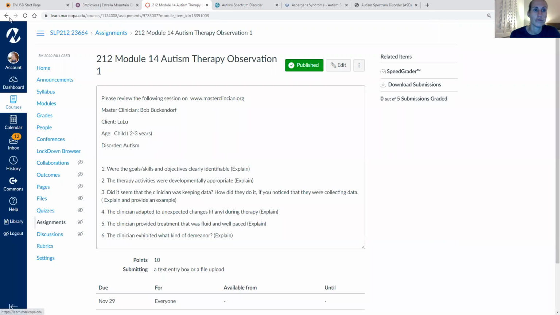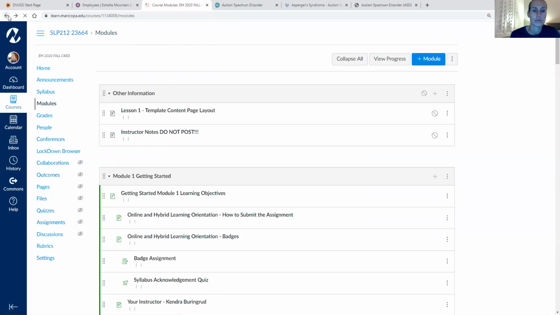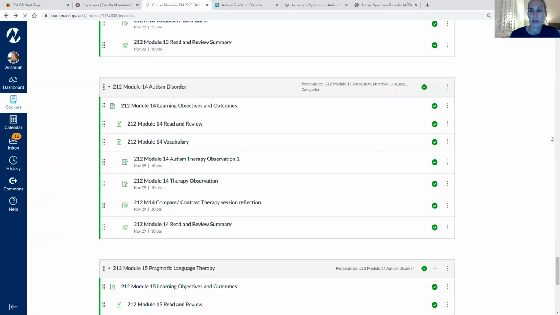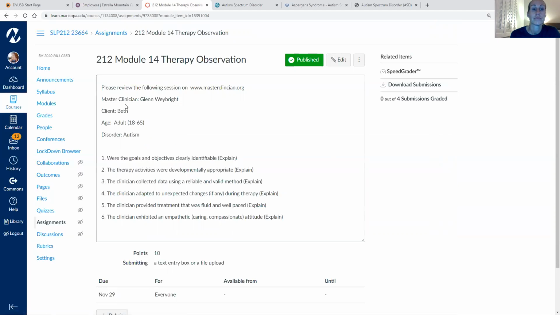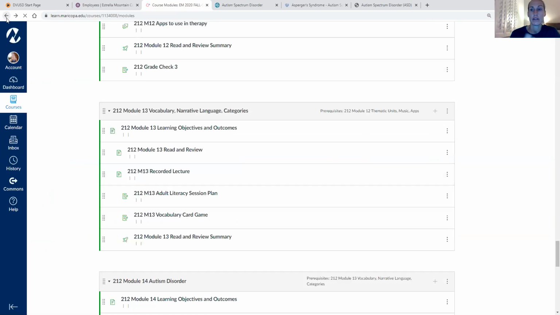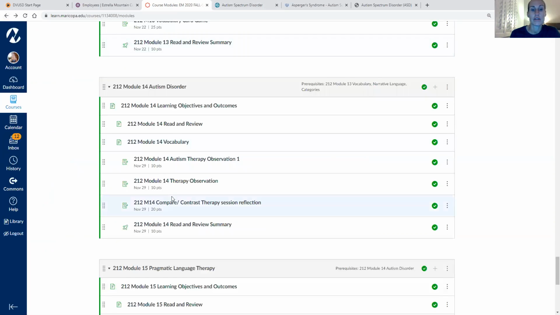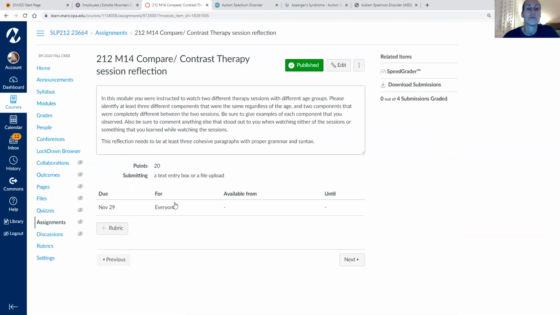So check out Lulu. And we have another one, Beth. So they're like two different ages. I like looking at the difference there. And so this is the compare and contrast. So you watch two different ones.